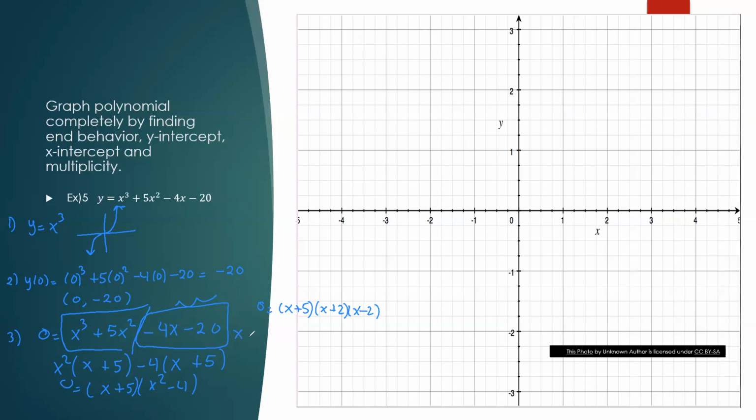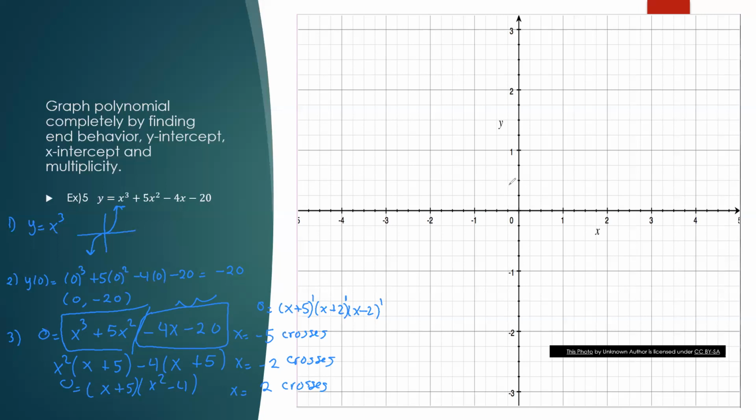Okay, so one of your zeros is at negative 5. It has a power of 1, so we know it's odd, so it crosses. Your other zero is at negative 2. It came from here, it has a power of 1, so we also know it crosses. And then your other zero is at positive 2. It came from here, and it has a power of 1, so we also know it crosses. Okay, so you have enough to graph it.